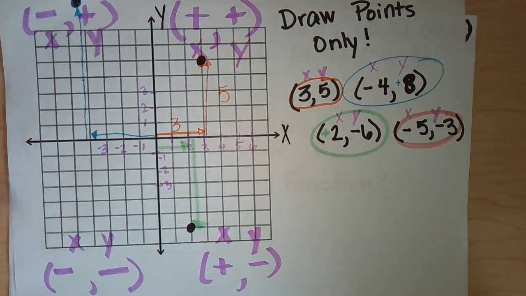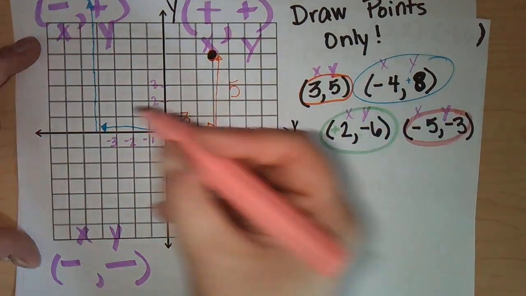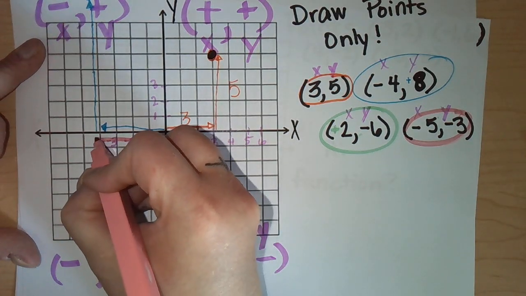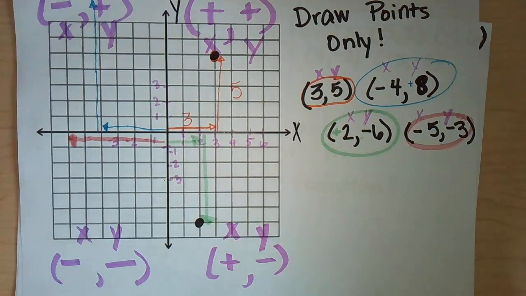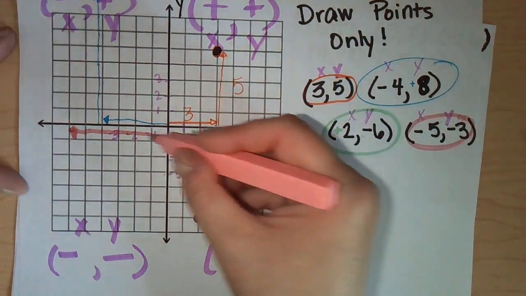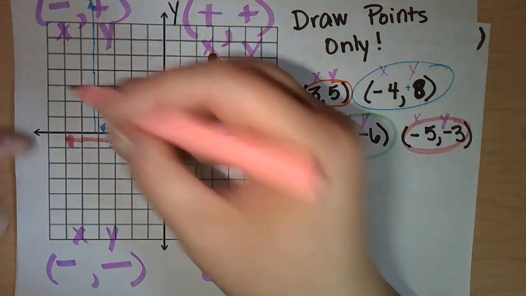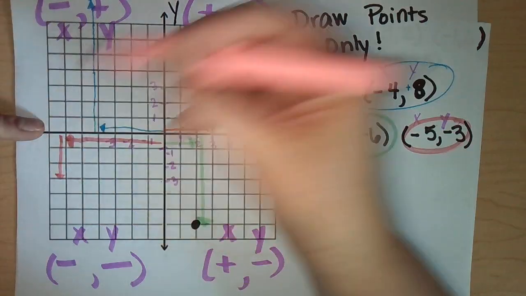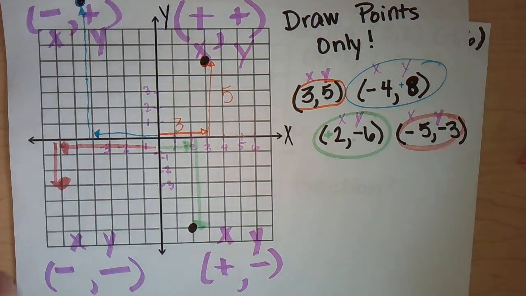Or negative 5, negative 3. So that they're double negative, so negative 5 means we're going to go negative 5 on the x-axis. I think that's negative 5. That's 5 tick marks to the left, or negative. Then we need negative 3, so we got to go down 3 tick marks. 1, 2, 3. Okay.